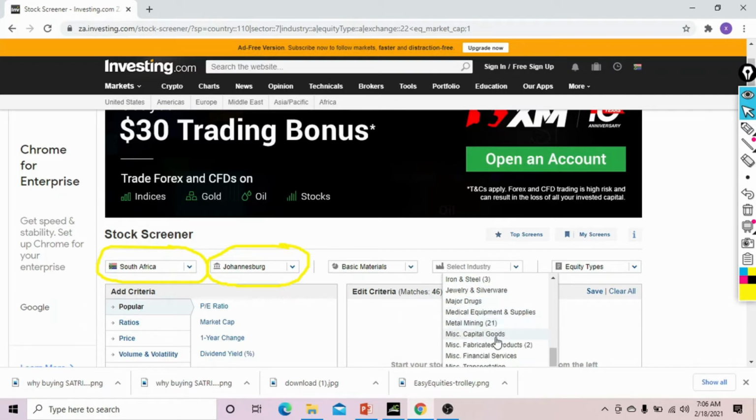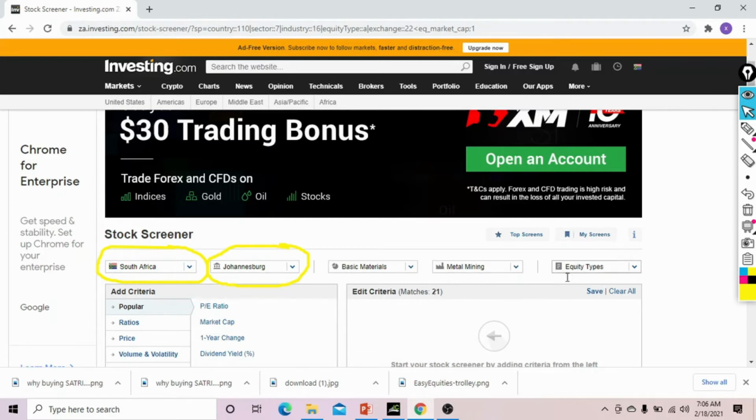Let's just check it together. I'm looking for the M's there at the bottom. There's metals and mining. We just select that, we want metals and mining. This side you can just leave as equity types, not that important. So you can see I've now selected my preferred sector, the sector that I'm looking for in terms of my research.